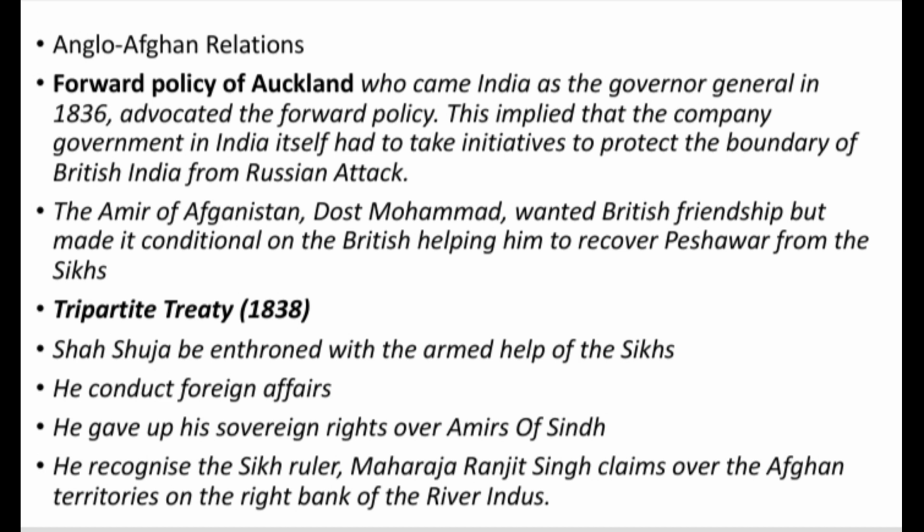A Tripartite Treaty, 1838, was entered into by the British and Sikhs, and Shah Shuja, who had been deposed from the Afghan throne in 1809 and had been living since as a British pensioner at Ludhiana. The treaty provided that Shah Shuja be enthroned with the armed help of the Sikhs, with the company remaining in the background jingling the money bag, and Shah Shuja would conduct foreign affairs with the advice of the Sikhs and British.